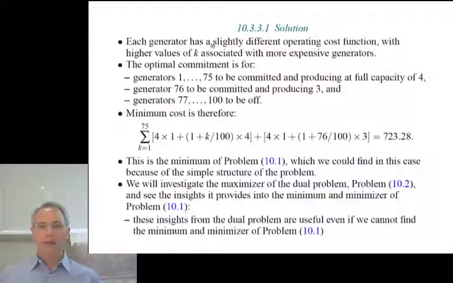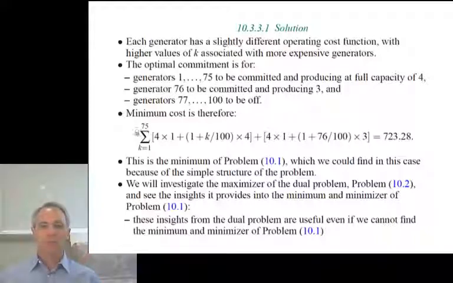Since each generator has a slightly different operating cost function, with higher values of k associated with more expensive generators, we can, by inspection, observe what the solution of the optimal unit commitment problem is. The lower values of k correspond to lower cost generators, and so in order to meet the demand of 303, we would like to commit generators 1 through 75 and operate them at full capacity. We want to commit generator 76 to produce 3, and generators 77 through 100 should be off.